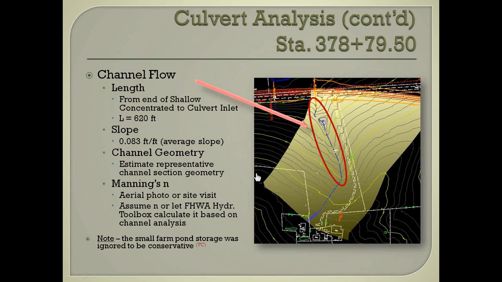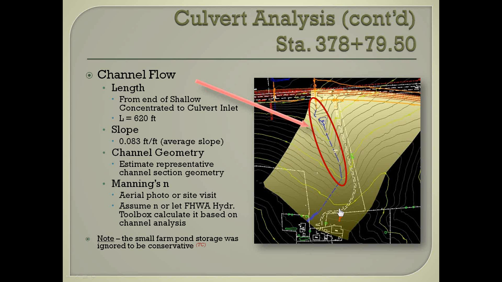And then the last part is the channel flow. For channel flow, we need to have our length. Again, we have our elevation differences. We also need to know a little bit about the channel geometry. I think in this example, we had 6:1 side slopes for 600 feet. That was the estimate, with a 4-foot flat bottom. You also need to have a Manning's N for that.